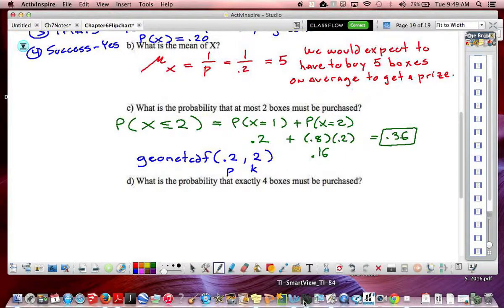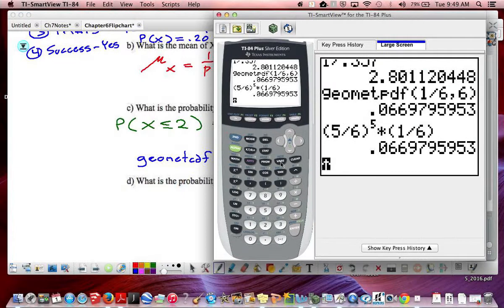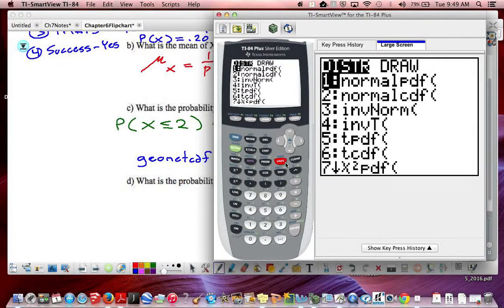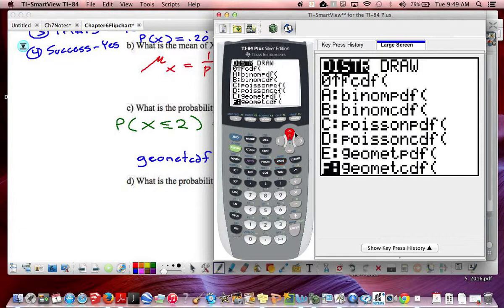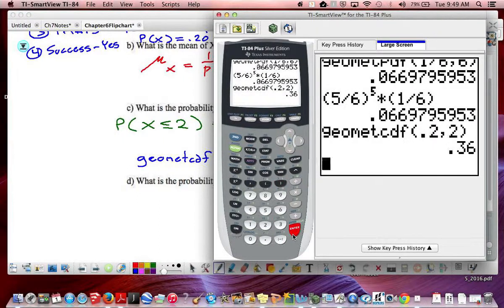So if I'm using my calculator, I could go second bars. You can scroll to the bottom. I find it's faster just hitting the up arrow because it'll take you to the bottom of the menu. CDF, 0.2, comma 2. And this will find it for you also. Sometimes I find calculating them out by hand a little bit faster and a little bit easier.